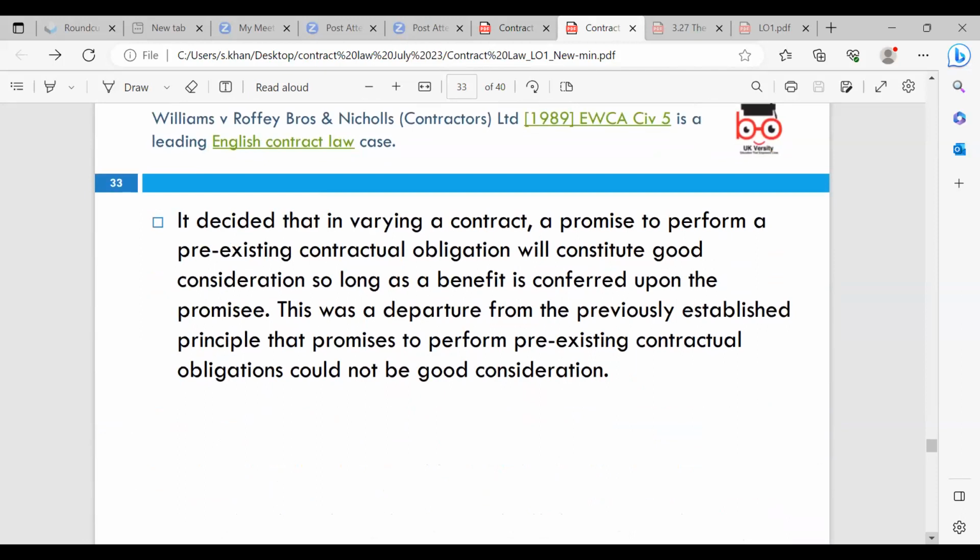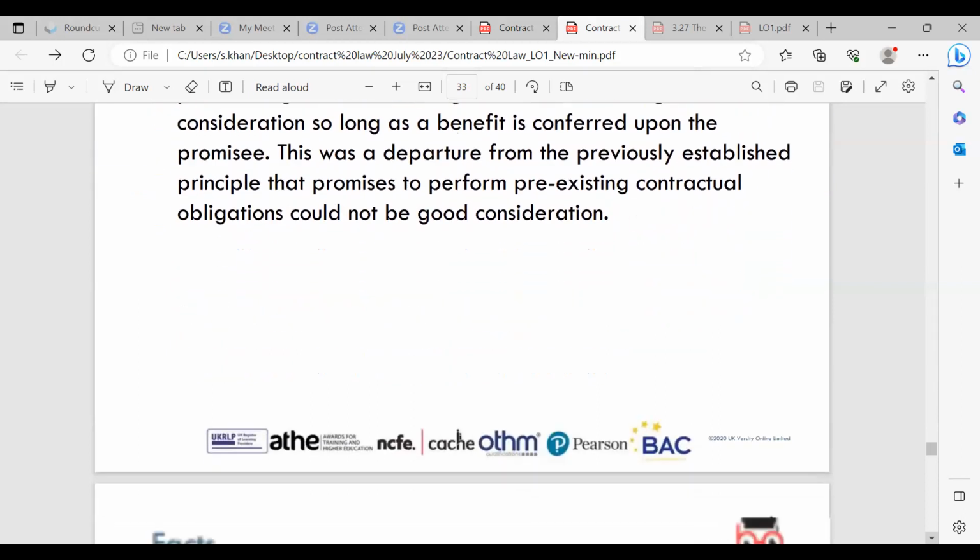was a leading case in English contract law in 1989, and it decided that in varying a contract, a promise to perform a pre-existing contractual obligation will constitute good consideration so long as a benefit is conferred upon the promisee. There was a departure from the previously established principle that promises to perform pre-existing contractual obligations could not be good consideration.